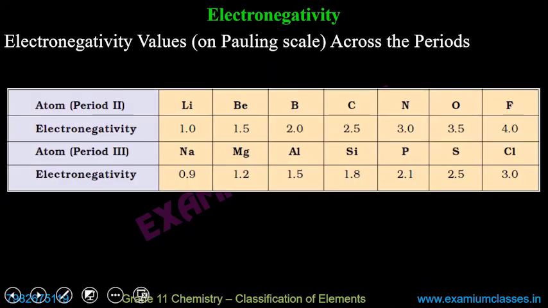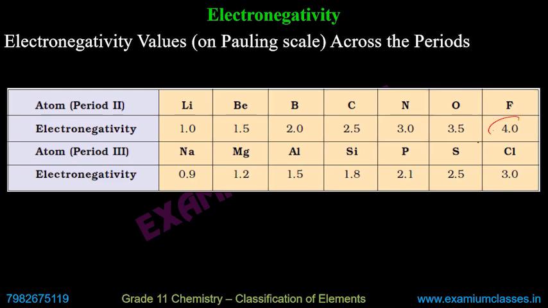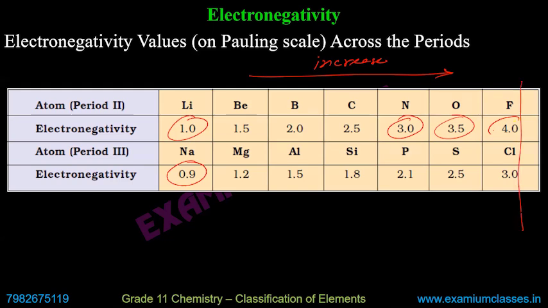These are a few values on the Pauling scale. Pauling assigned fluorine the value 4. With respect to that, oxygen has 3.5, 3, lithium 1.9, etc. But you don't need to remember these values. You just need to remember the trends, okay? That it will increase from left to right and decrease down the group.